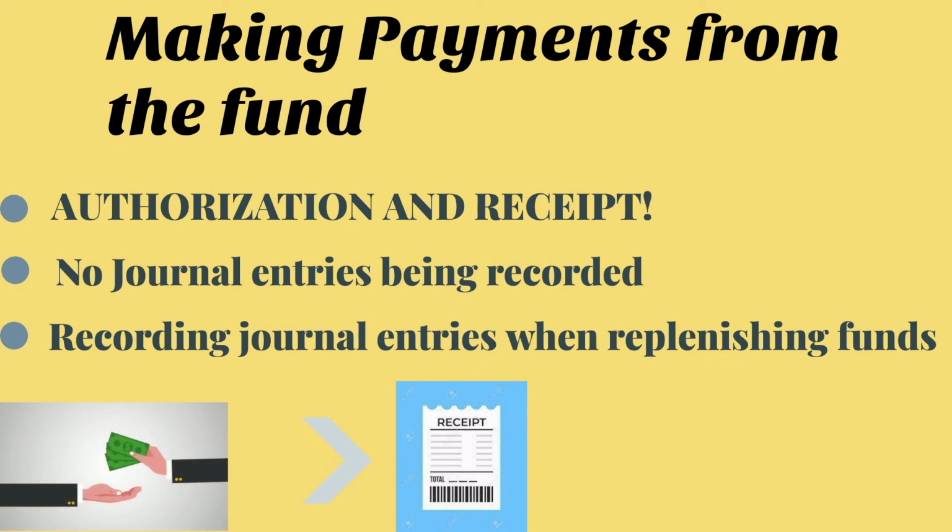After establishing the fund, we can use the cash to pay for qualifying expenditures. We must ensure that we have the right authorization before using the cash and maintain a copy of all receipts. As payments are made from petty cash, no journal entries are made. Journal entries are only recorded when the fund is replenished.